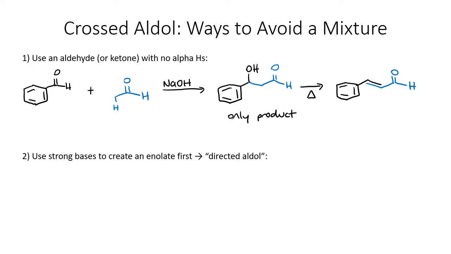A second way of avoiding a mixture is to use strong bases to create an enolate first. This is known as a directed aldol reaction, and this is a two-step reaction. So what we will do in this reaction is we will take our first aldehyde or ketone and treat it with a base such as LDA. As we saw in the previous video, LDA will create enolates in an irreversible fashion.